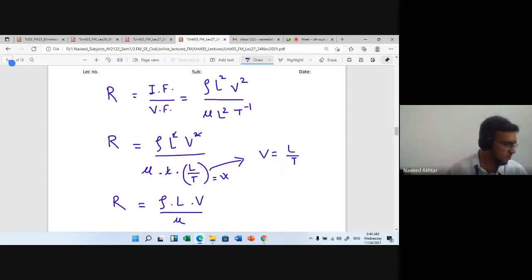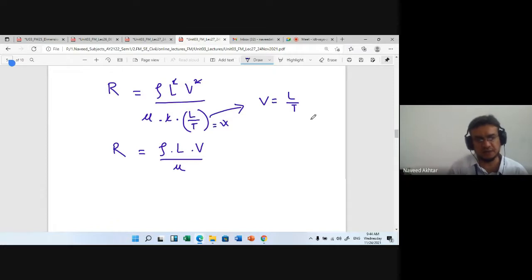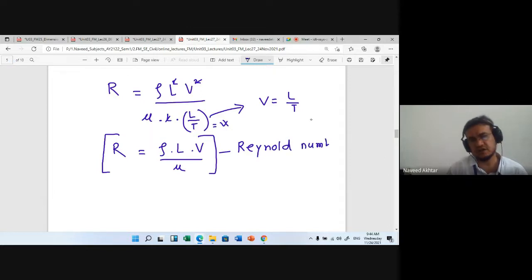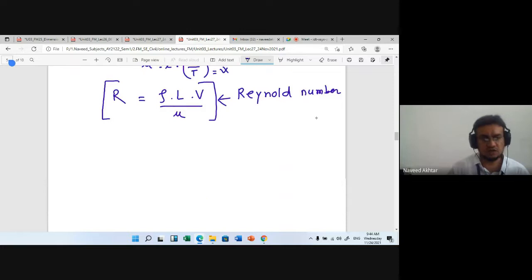This is nothing but the dimensionless number, and it is called Reynolds number. Inertia force upon viscous force is nothing but Reynolds number.